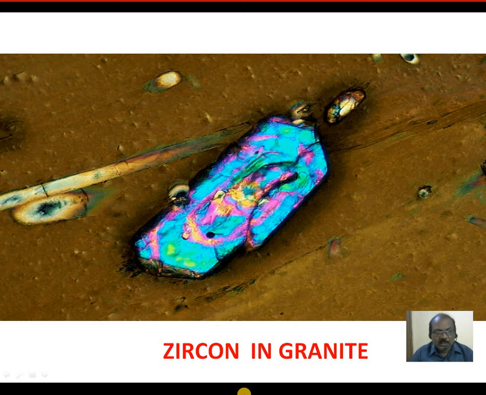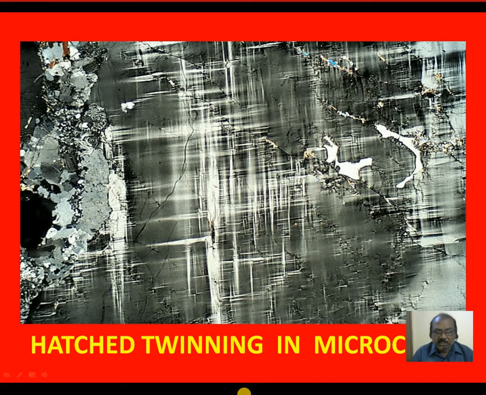Zircon. It has very high relief and shows multicolors. So it's very easy to identify zircon under the petrological microscope. Hatched twinning. This is microcline, where we can see intersection of horizontal and vertical lines in the mineral grain. So this entire mineral grain is called microcline. This is characterized by hatched twinning.